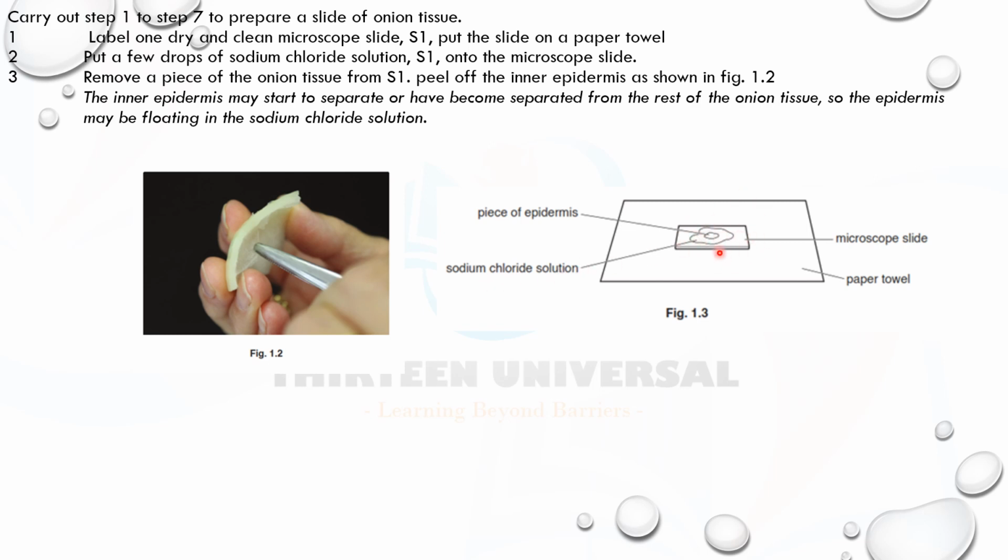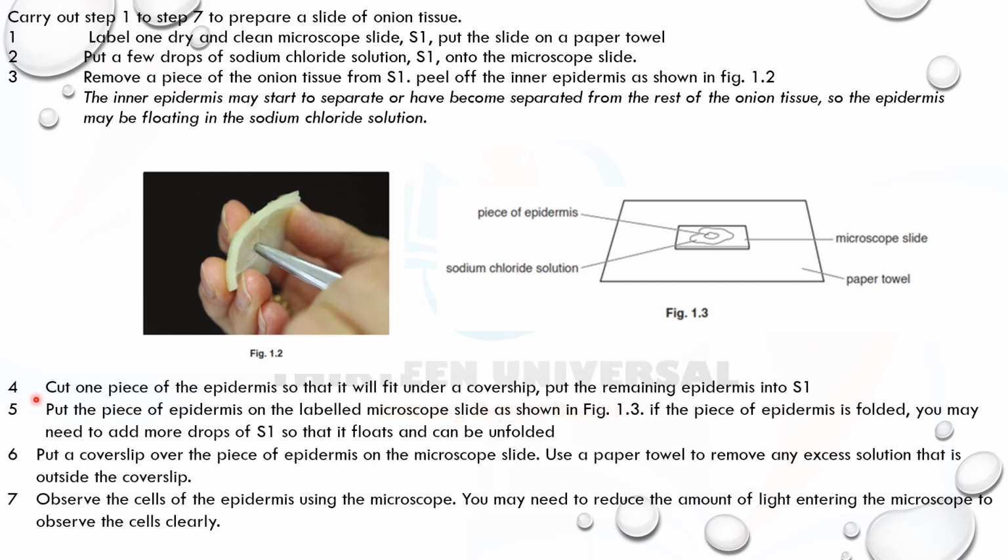By looking at it, you will know what it's asking you for. These diagrams guide you. They are stimulus materials on what you are supposed to do. These are the other instructions. Cut one piece of the epidermis so that it will fit under a cover slip. This is a cover slip, so cut the one that will fit in. This is the slide, so your cover slip should be able to cover this, right?